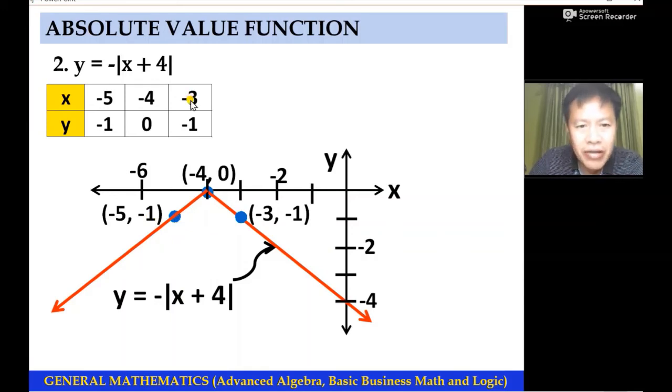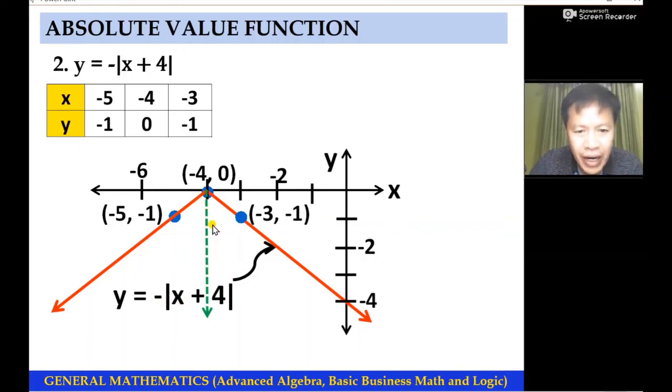If x is equal to negative 3, y is negative 1. So, 1, 2, 3, then move downward, and this is our point. Connect this by a ray. Do not extend your graph here as well as there because positive values are not part of the value of y, because this absolute value symbol is preceded by negative. This is the graph of y is equal to negative absolute value of x plus 4.